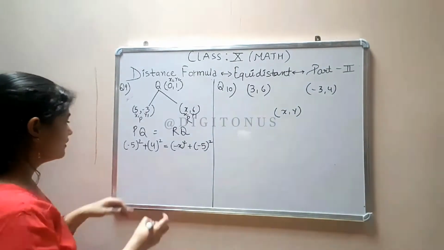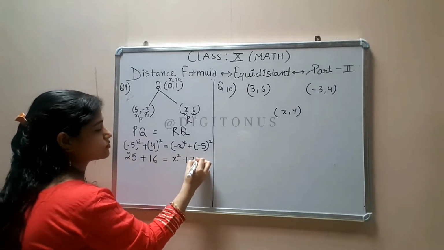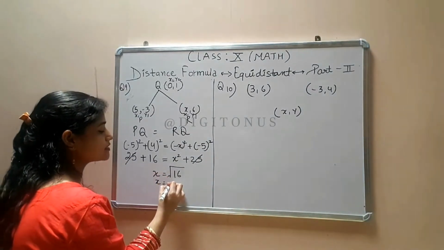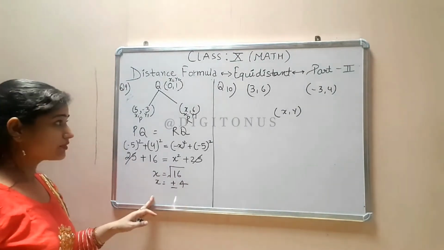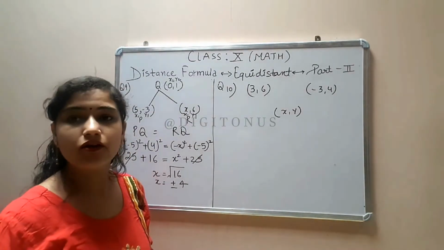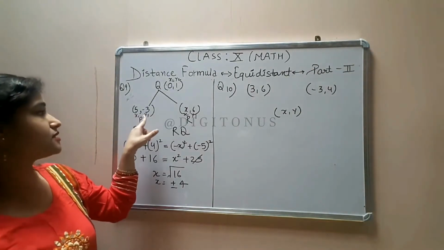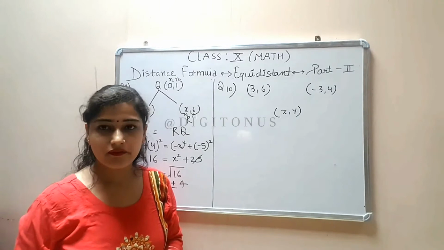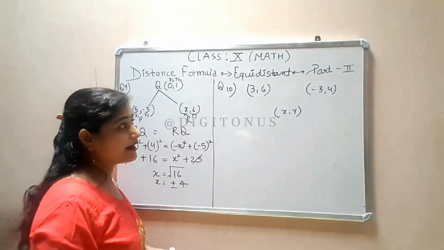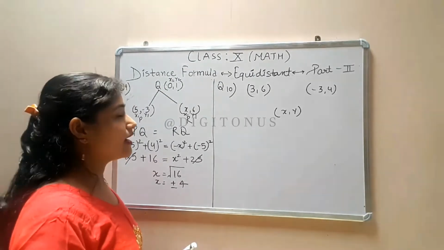Clear? So it will be 25 plus 16 equal to x square plus 25. This will be cancelled, and x will be root 16. It means the x value is plus minus 4. It means the value of x can be plus 4 and also minus 4. After that, in this question they are asking the distance between PR and PQ, which you can find out because now you know all the values and the distance formula also. Fine students, and if you have any problem, you can write a comment. Okay, I'll solve it.